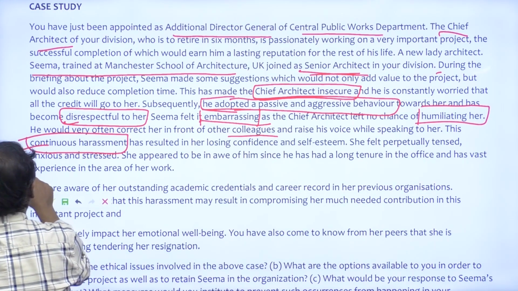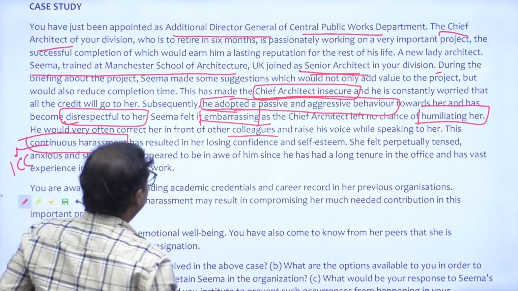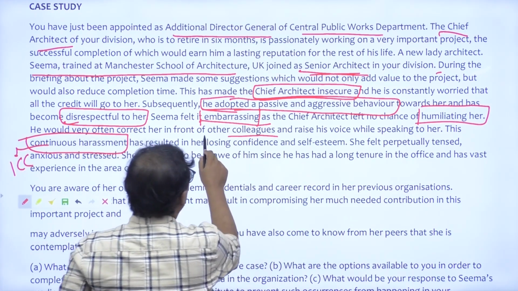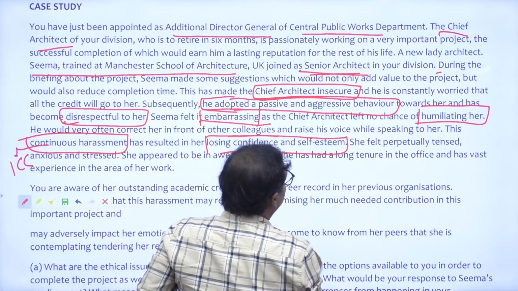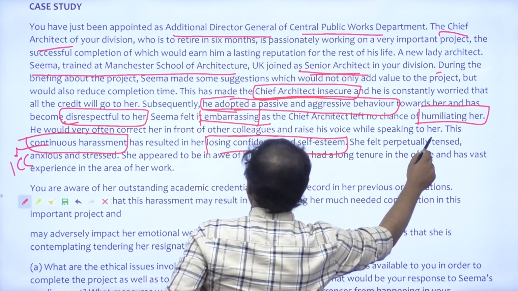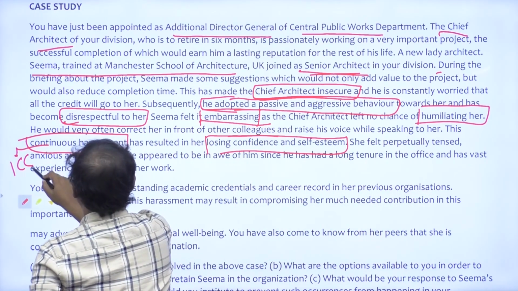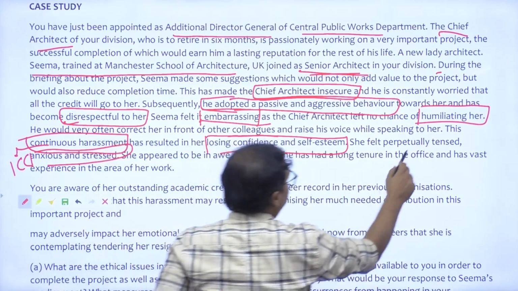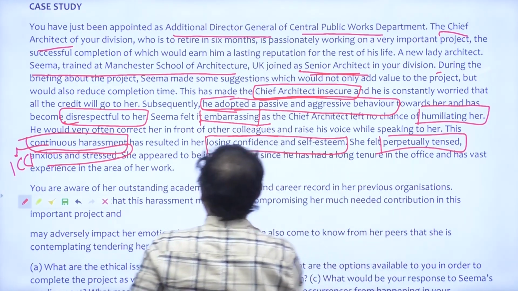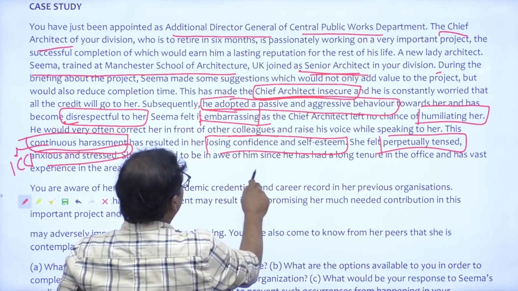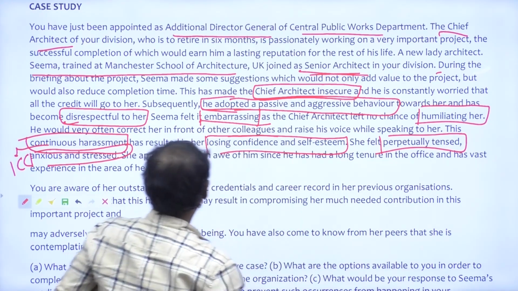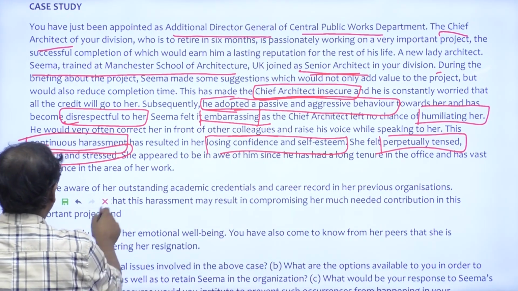Continuous harassment, what will that mean? ICC will come here. Losing self-esteem. She felt perpetually tensed, anxious, stress. This will also be there. She appeared to be in awe since she had long tenure in the office and has vast experience.